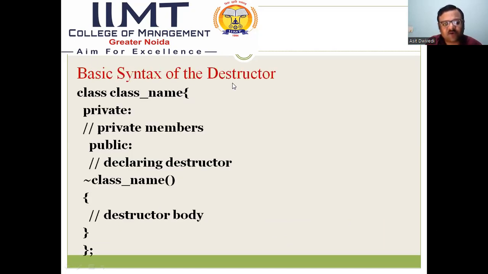This is the syntax for destructor. class, class name, private data members will come. Then public, declaring destructor. See, this class name and this class name will be the same for destructor. And this is the tilde sign. Tilde sign tells this one is destructor. Then opening of destructor, destructor body will come over here. Then this one is closing of destructor, and this is the end of the class.